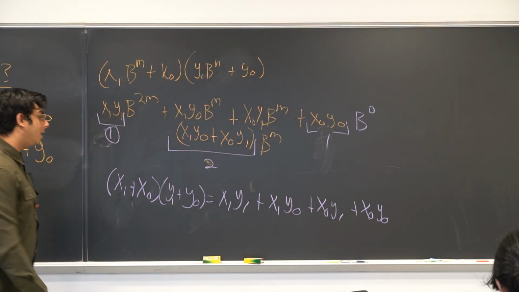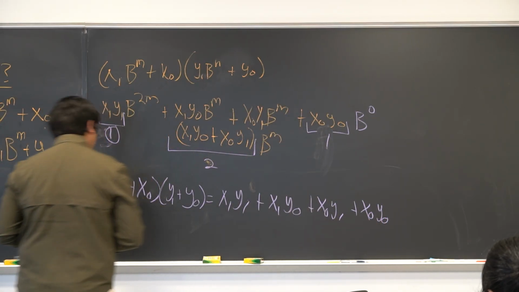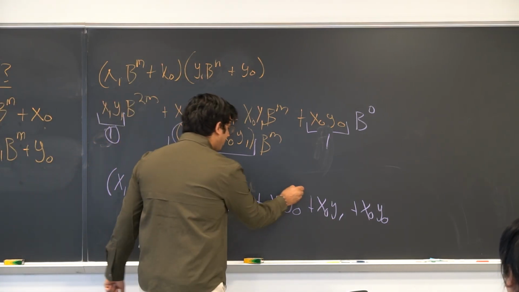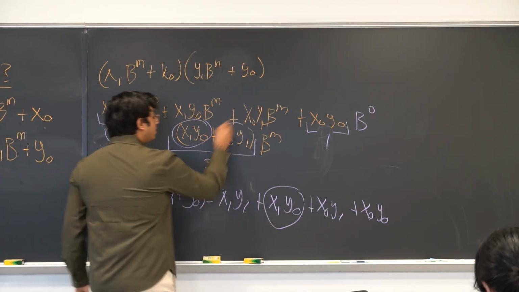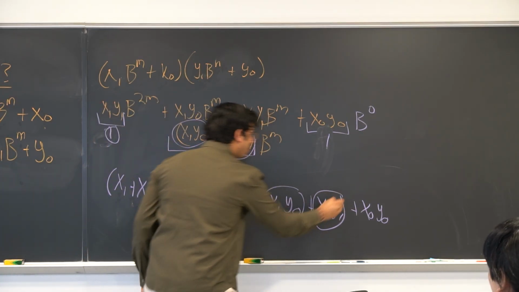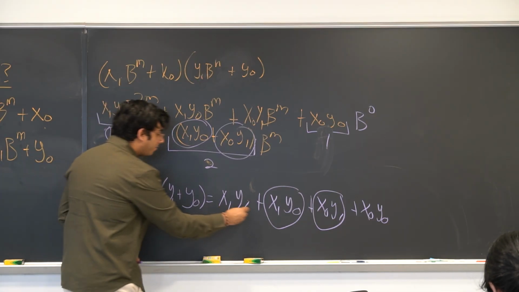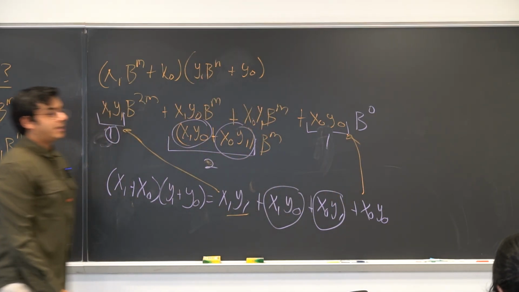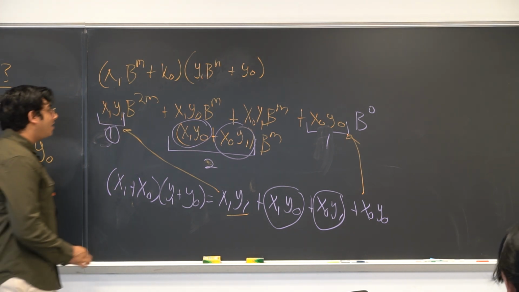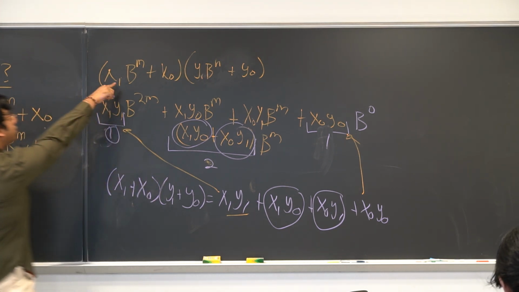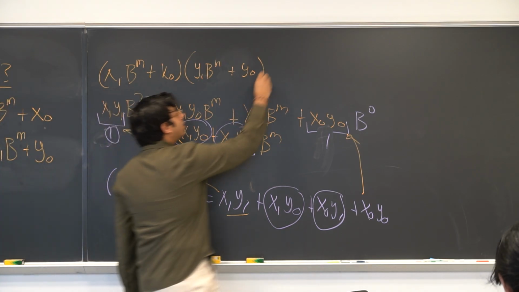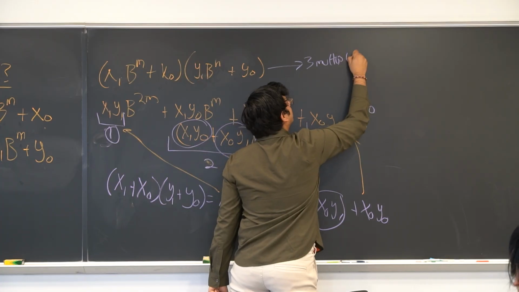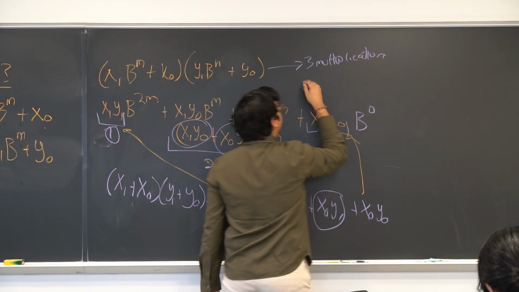Okay, now let's take a look at these terms. We have x1, y0. Do we have that here? Yeah, we have it here. We have x0, y1. We have this here. Oh, would you look at that? We already computed this here, and then we already computed this here. So we can just subtract it out. All of this to say, I can compute this using 3 multiplications instead of 4.